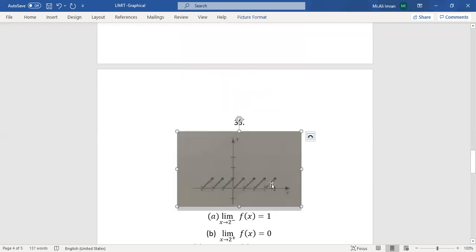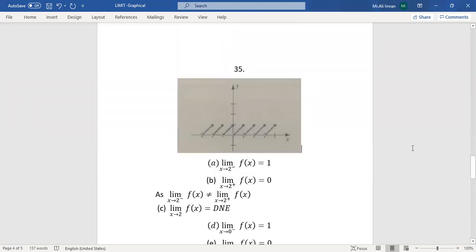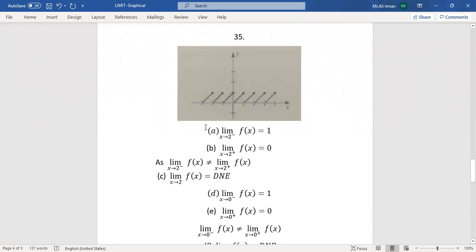Now let's proceed to our next question. This question is the graph of the bracket function. We have to find the limit at x is equal to c from left hand side, right hand side, and if both the limits exist, we have to find the limit at x is equal to c.